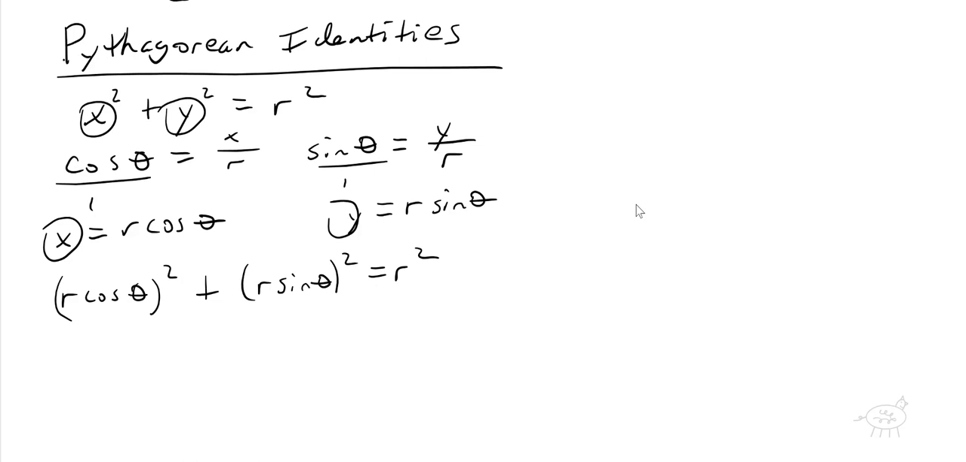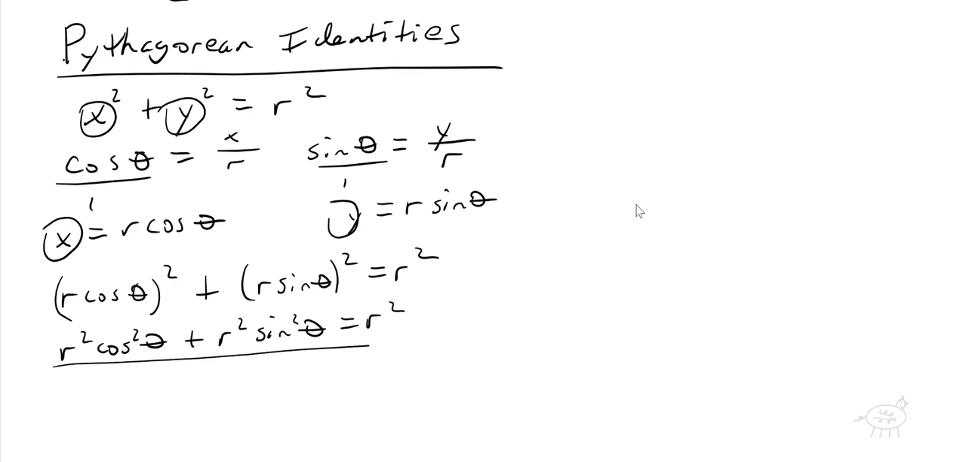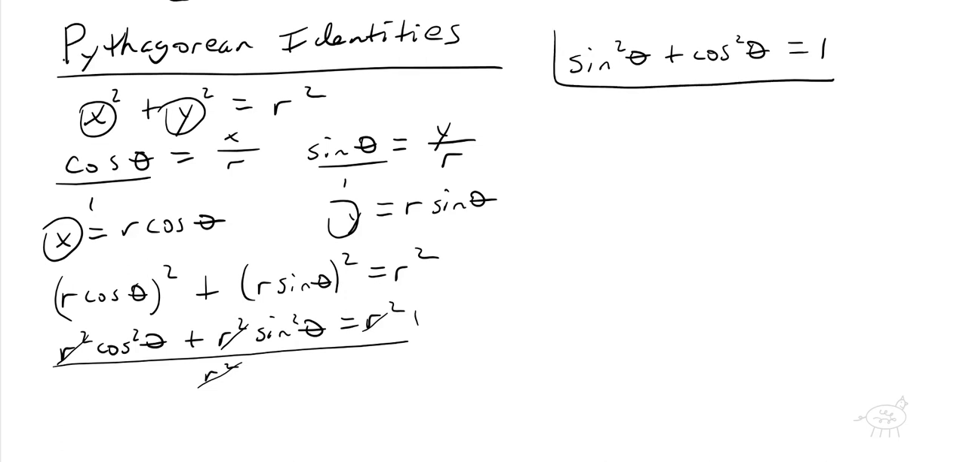Okay? And then I'm going to square each of those terms, so I get r squared cosine squared of theta plus r squared sine squared of theta equals r squared. Now, if I was solving, I would have to factor the r squared out. But I'm not solving, I'm simplifying. So I'm going to divide all sides by r squared, and all the r's cancel, and the right side becomes 1. So I'm going to rewrite this the way I want you to memorize it: sine squared of theta plus cosine squared of theta equals 1.